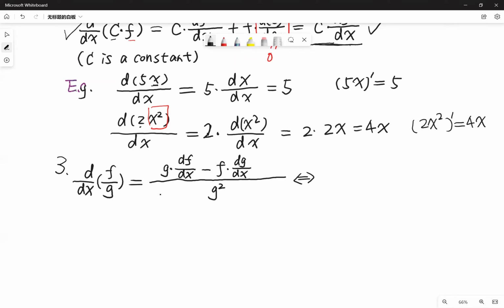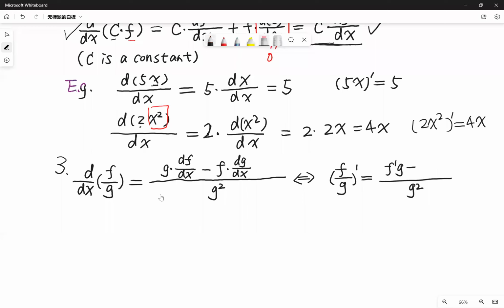You can remember this one as the prime type. It's much clearer: f prime g minus f g prime. It's minus f g prime. It's the same one. Okay, I was right.